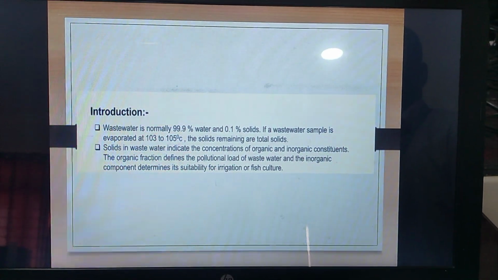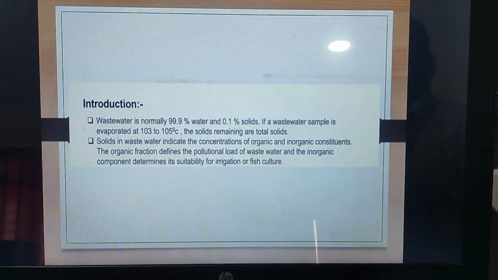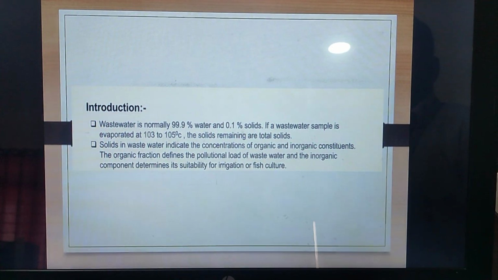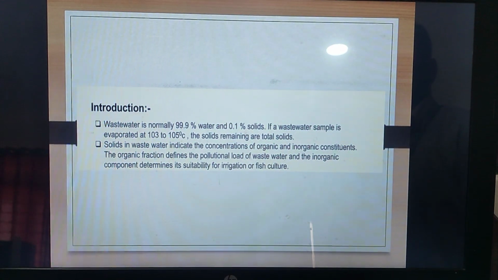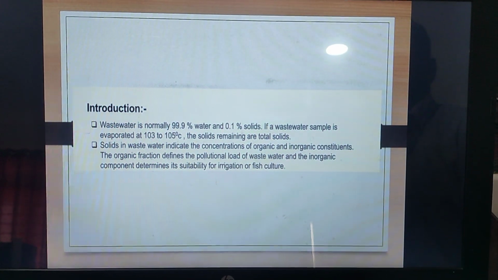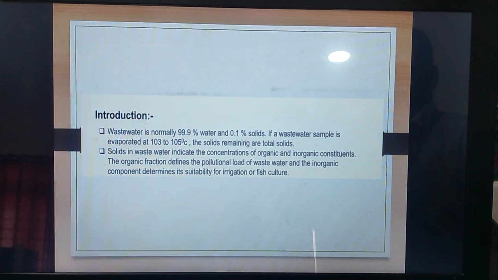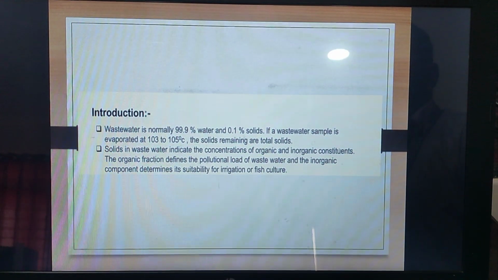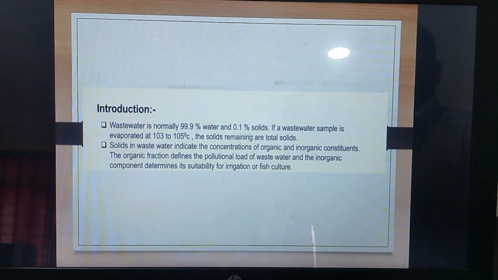Wastewater is normally 99.9% water and it has 0.1% solids. If a wastewater sample is evaporated at 103 to 105 degrees centigrade, the solid remains are called total solids.